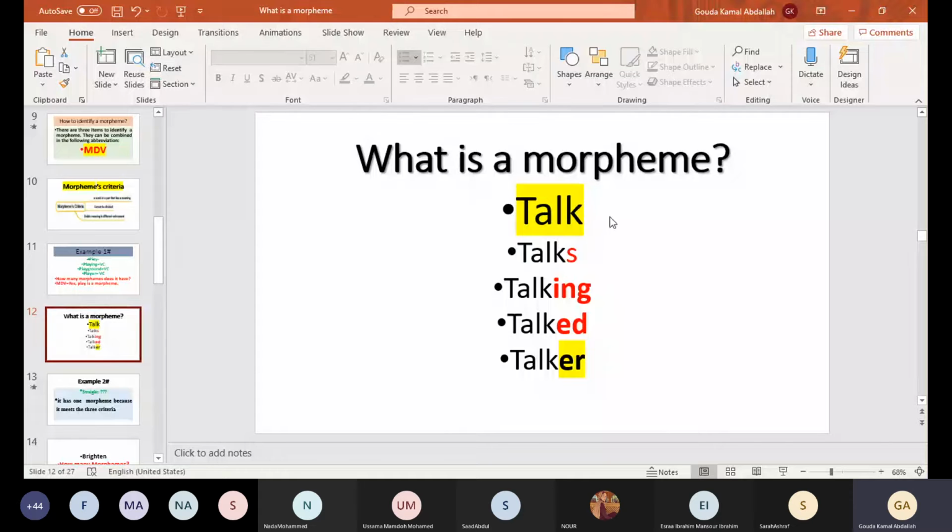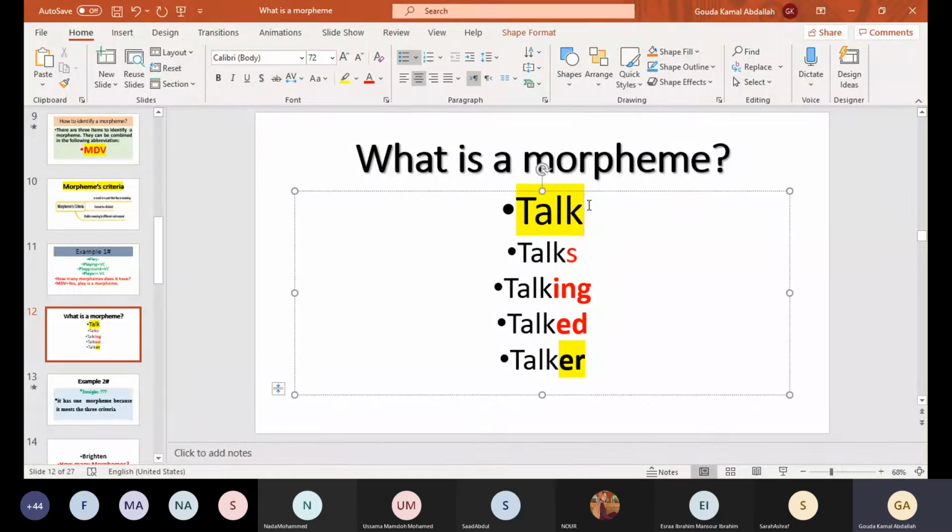The word talk, how many morphemes does it have and why? One. Why? It cannot be divided. Okay, it has a meaning. Number one, MDV again. It has a meaning. Yes. It cannot be divided without it changing the meaning, right? Yes. And three, it has the same meaning in different verbal contexts. Excellent.